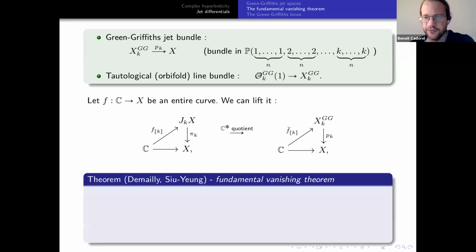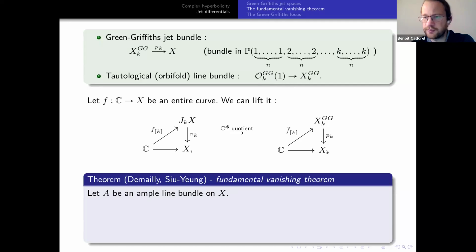And now there is a very important theorem, which I will state that way, which tells you that C cannot land anywhere inside that space. Actually, it has to land in the zero subset of some sections that you can form out of this tautological line bundle. So to do that, you have to pick some ample line bundle on X.